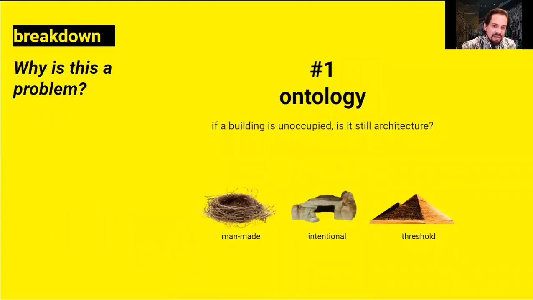First is the ontological argument. Take this as a thought experiment. If a building isn't occupied, should it still be considered architecture? This is why it was important to define architecture earlier. For the sake of this argument, we had defined architecture as a man-made intentional threshold. If these three characteristics exist only because of human perception, has architecture lost its substance if you take them away?